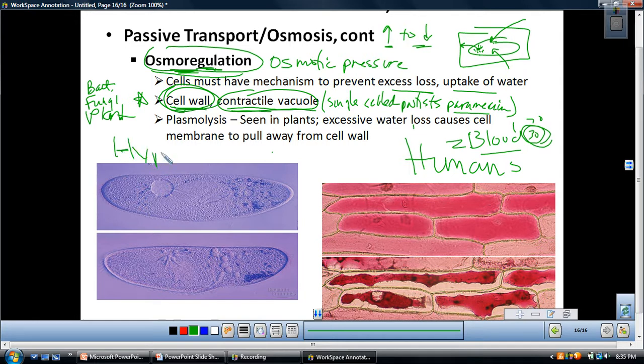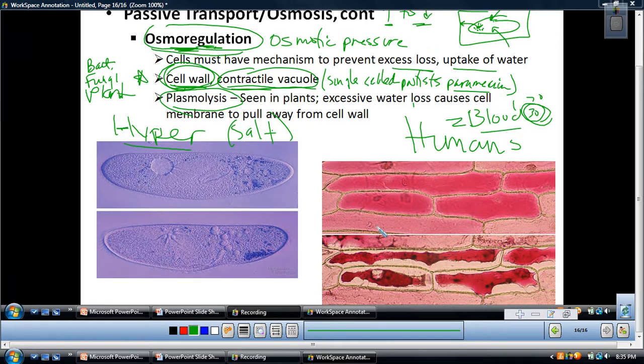So let's just say that you did put a plant in an environment that was hypertonic, H-Y-P-E-R. You exposed a plant to a lot of salt. If you put them in a lot of salt, it's a hypertonic environment, and what the cell will do is called plasmolysis. It's known as plasmolyzing. It's when they lose excessive water, and it causes the cell membrane to pull away from the cell wall.